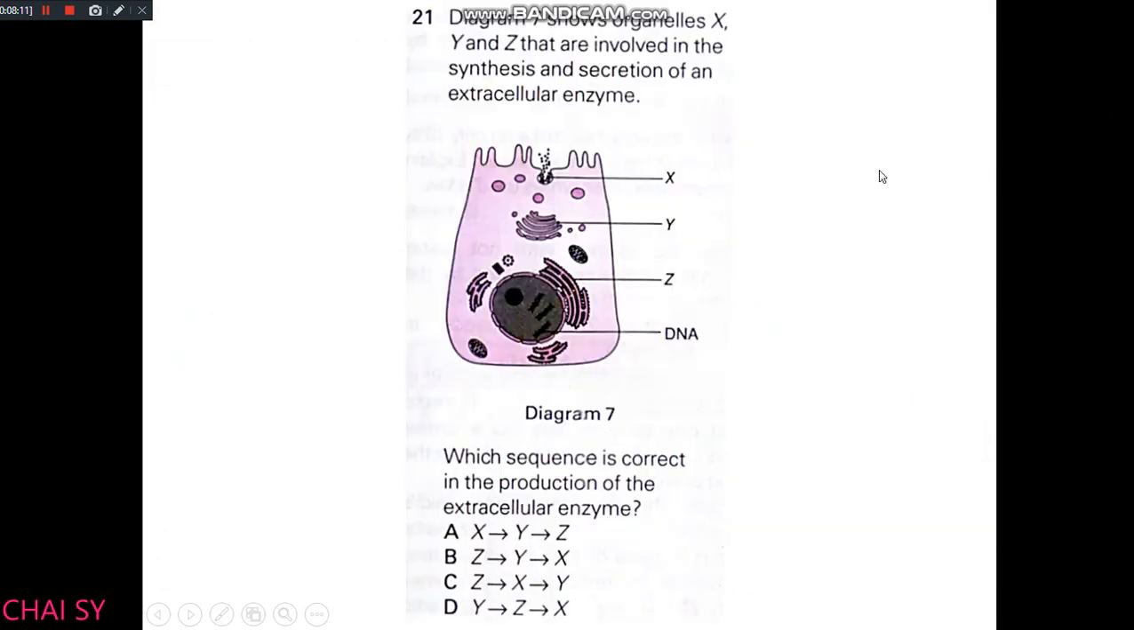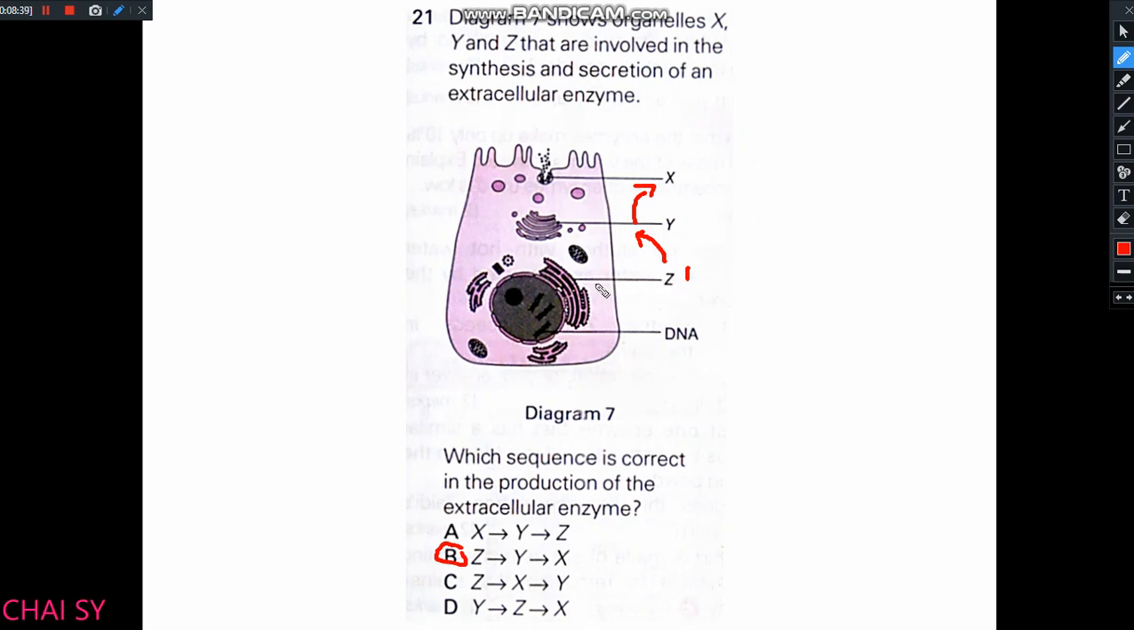So this question is settled. Now we try to answer another question. Which sequence is correct in the production of the extracellular enzyme? The first station is Z, and after that to Y, and after that to X. So the answer is Z, Y, X.